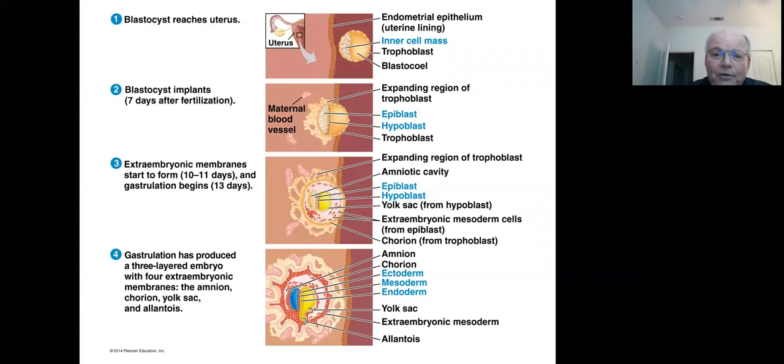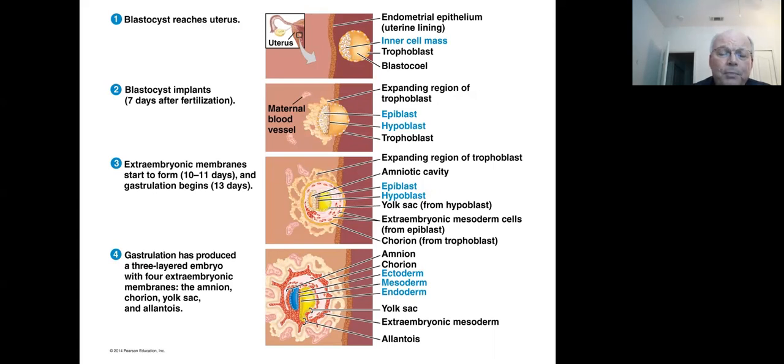The placenta itself is formed by tissue derived from the hypoblast, tissue derived from the epiblast, and tissue derived from the trophoblast. So all three of those structures contribute to formation of the placenta. In the meantime, also developing are the four extraembryonic membranes, what are referred to as the chorion, the amnion, the yolk sac, and the allantois.